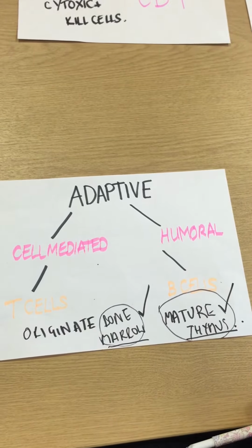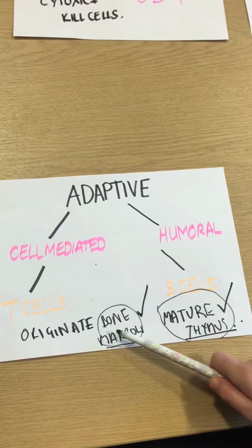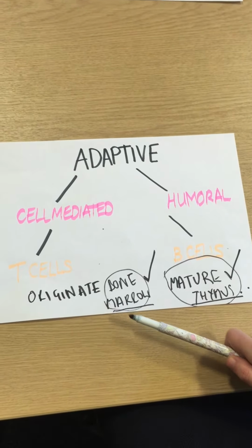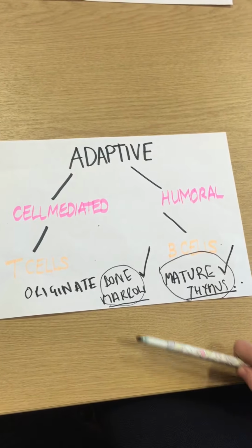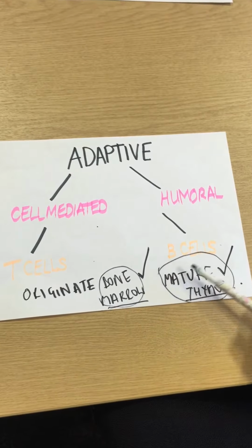Adaptive immunity is a system that tailors the body's immune response to specific pathogens. The T cells are like soldiers who search out and destroy the targeted invaders. They originate from the bone marrow and mature in the thymus.